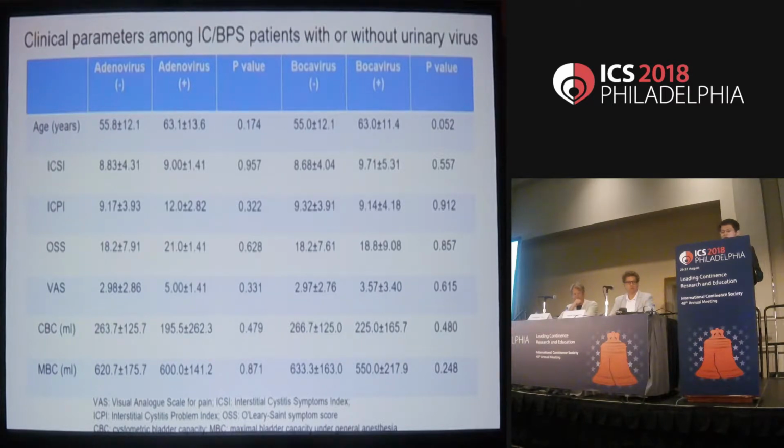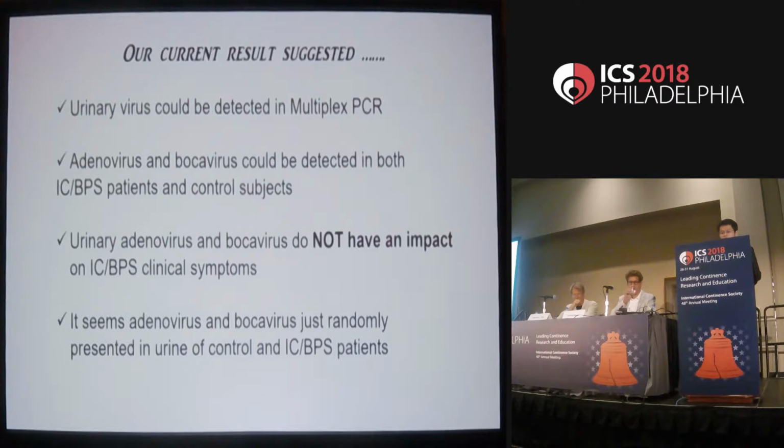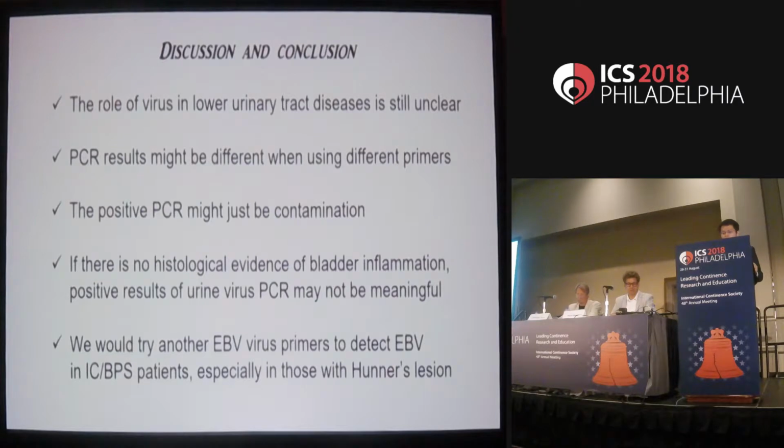The clinical parameters between IC patients with or without urinary virus also did not show significant differences in any symptom scores. So our study showed that virus could be detected by multiplex PCR, and adenovirus and Boca virus could be detected in both IC and control patients. Our study also suggests that urinary adenovirus or Boca virus do not have an impact on symptoms. It seems adenovirus or Boca virus are just randomly present in IC and control. So the role of virus in non-urinary tract disease is still unclear.